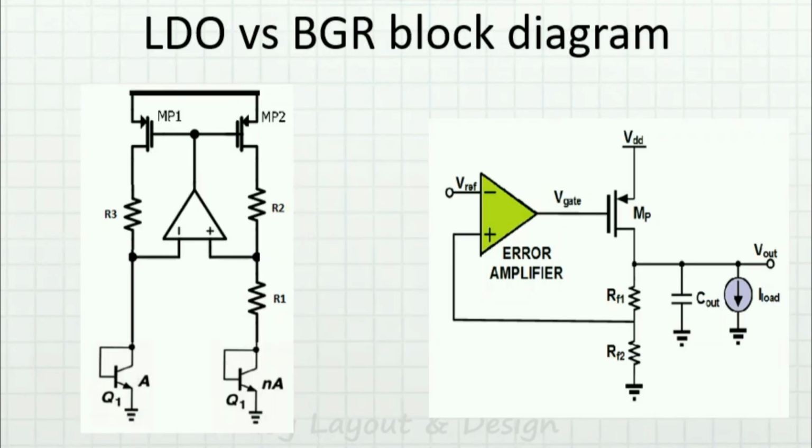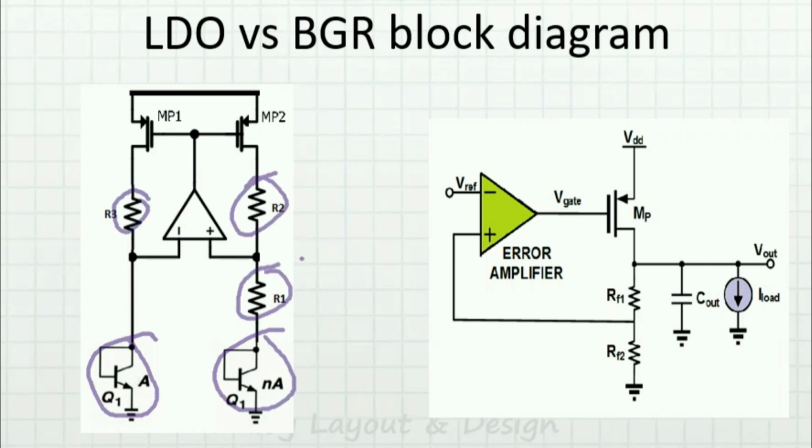Let us look into the block diagrams of both LDO and BGR. If you see the block diagram of a BGR, it has some parasitic BJTs, some matched resistors, an error amplifier, and some current mirrors. All put together, it will develop a temperature independent reference voltage.